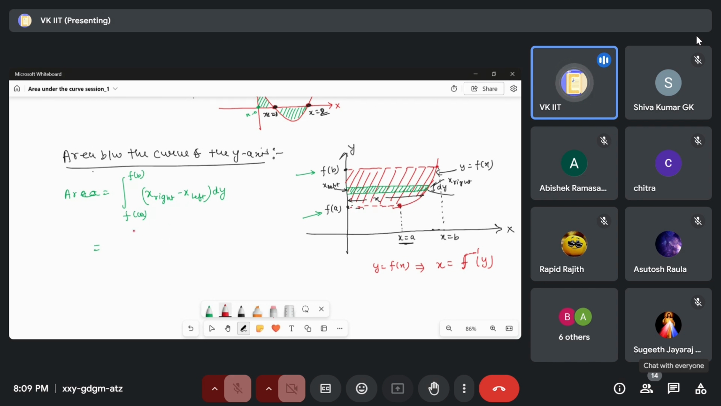Okay, so f(a) to f(b). This time you will be having f(a) to f(b). X right is nothing but, in this case, f inverse of y, minus what is the x left value? 0, because it is lying on the y axis, and on the y axis the x coordinate is 0. So hence this is the final answer for you. Is that clear, everyone?